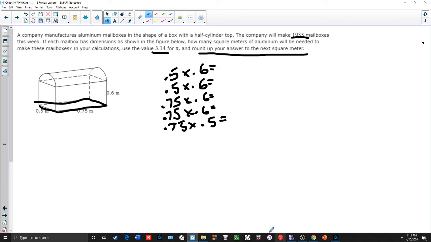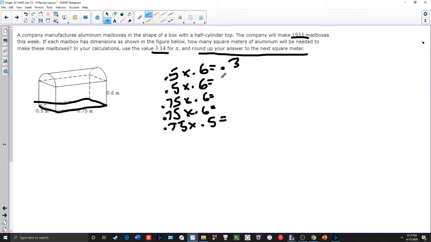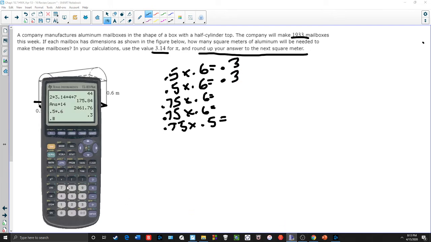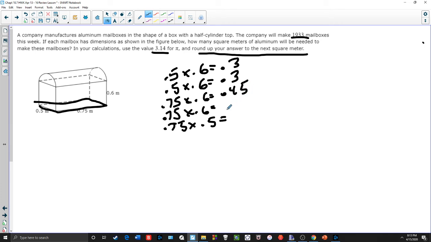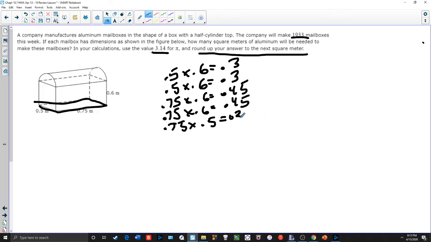And let's go ahead and figure out what these are, just so that we don't lose them. So 0.5 times 0.6 is going to be 0.3. And 0.75 times 0.6 is 0.45. And then we have the bottom piece, which is 0.75 times 0.5, 0.375. So that gets me all the sides of the rectangular prism.